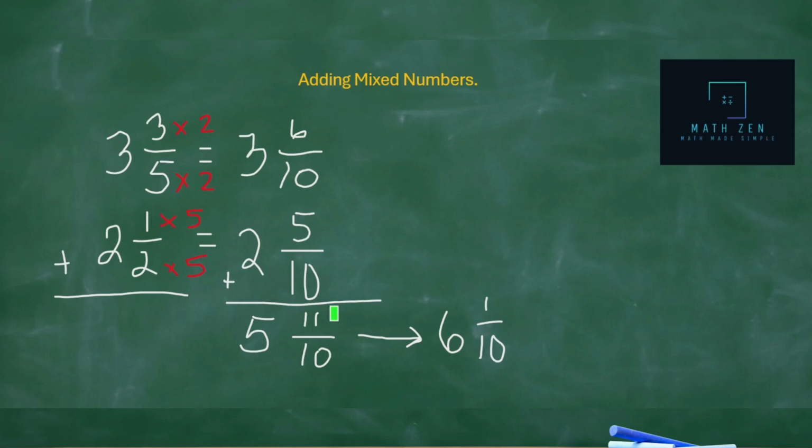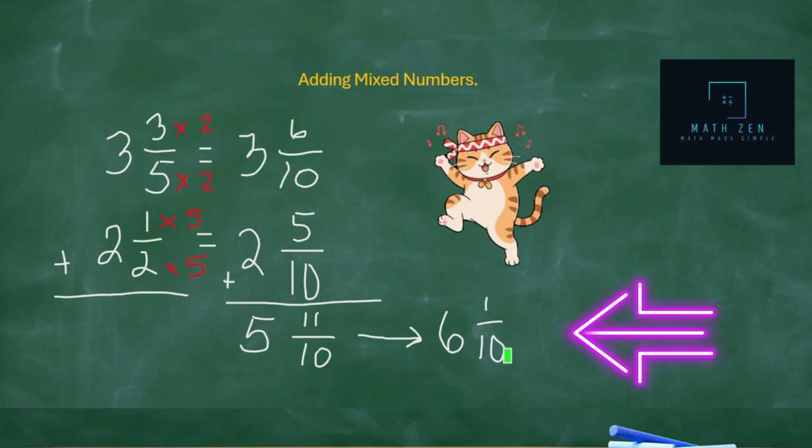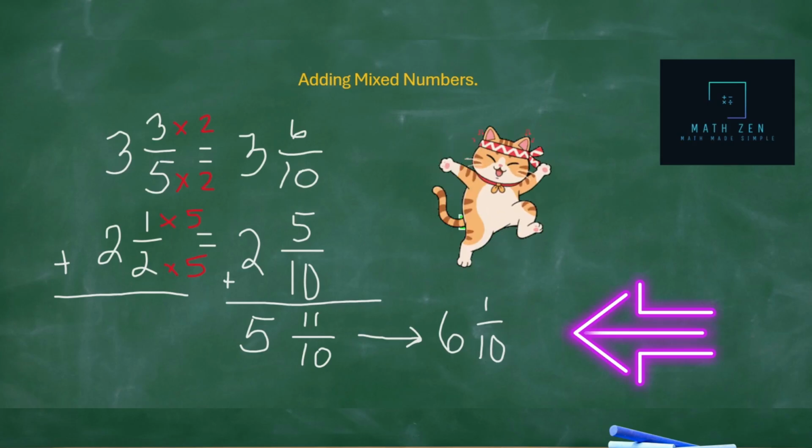However, I hope you're noticing that this is still improper, which means we need to convert it. So how many 10s can we still pull out of 11? Well, 1. That 1 gets added to the 5 to create a 6. And what would be left over as a remainder stays as your numerator, and the denominator stays a 10. So your final answer here would be 6 1/10.